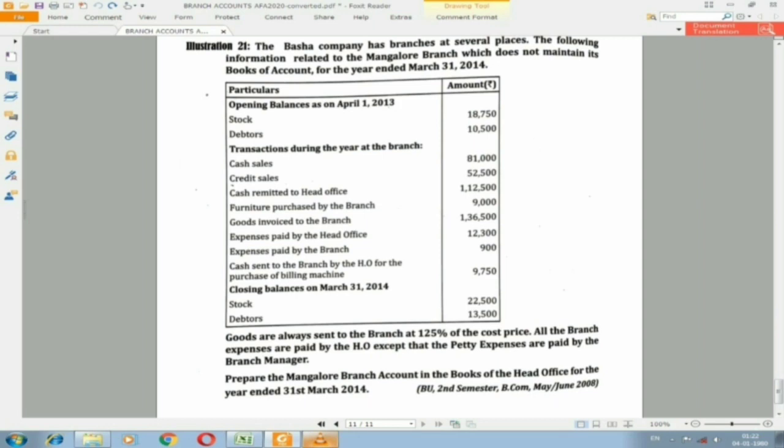As we have opening balance of debtors and closing balance of debtors, we are supposed to prepare debtors account in order to find out how much cash is received from debtors. That we don't have in the illustration. That will be the missing information. Even though it is not required to prepare the branch account, it will be required to find out the closing balance of cash. That is the reason we need to find out the cash received from debtors.